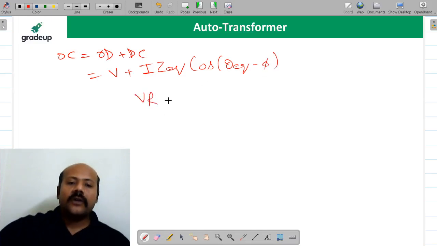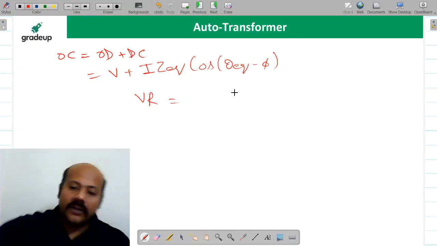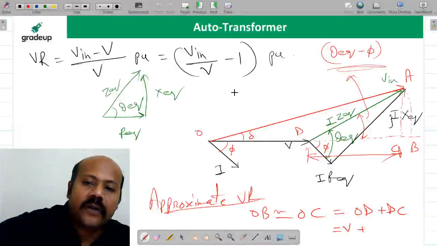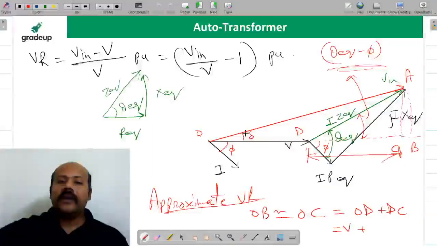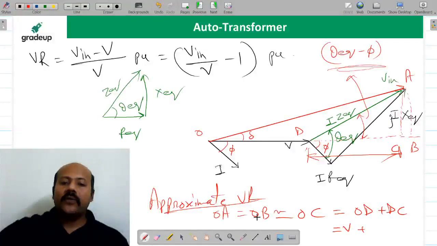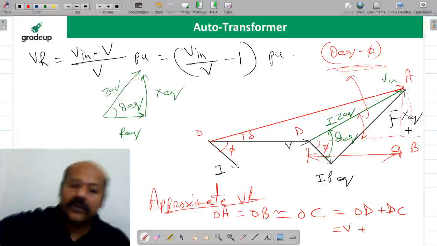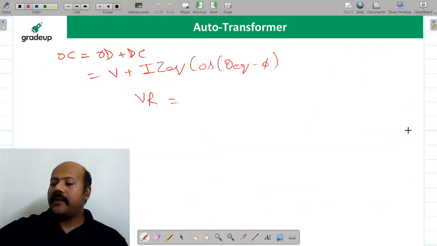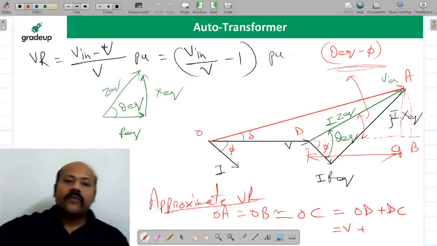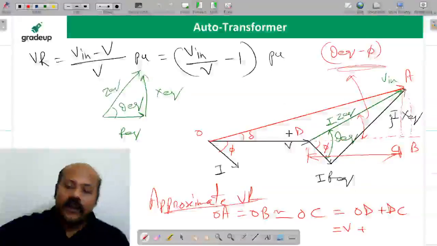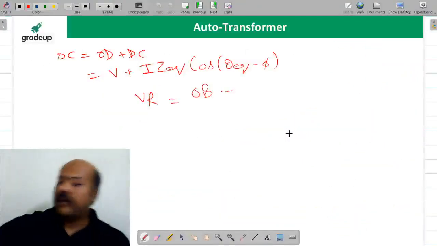Now you tell me, what is voltage regulation? You remember the formula or not? So voltage regulation is going to be V in minus V, divided by V. What is V in? V in is OA. Yes or no? And OA and OB are going to be the same because this is an arc with radius V in. So V in is OA or OB. So this is going to be OB minus V, and V is OD. You can write it as OB minus OD, divided by OD.